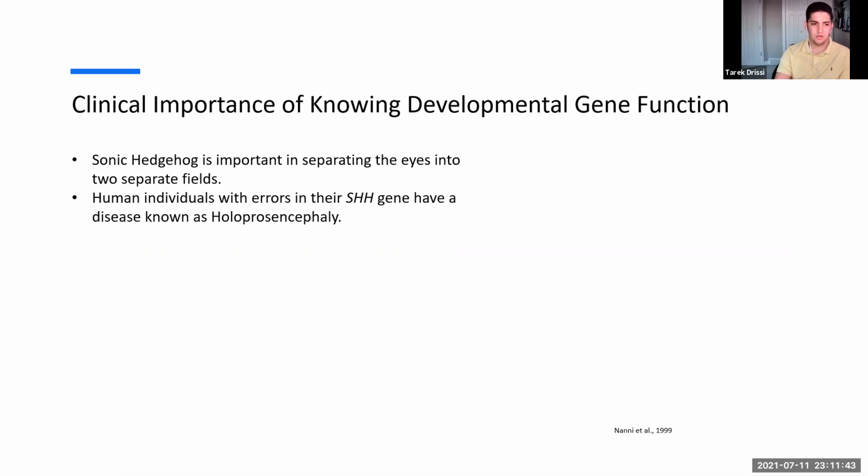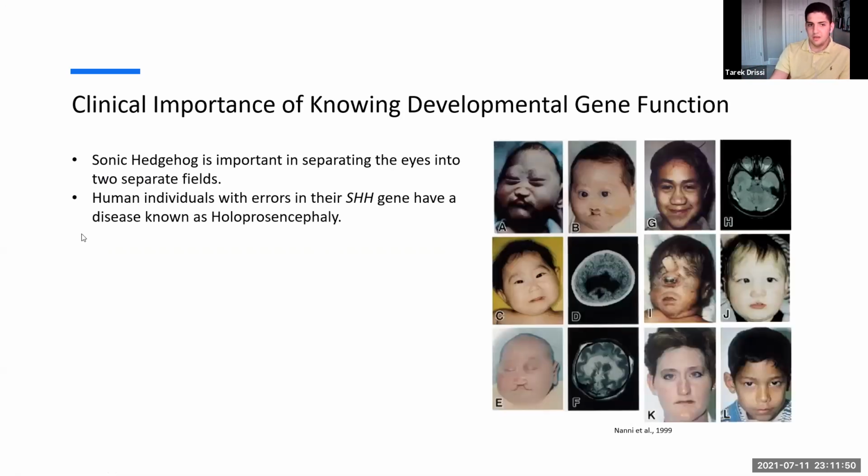Disclaimer, this image might be disturbing to some people because there are humans in this image with issues in Sonic Hedgehog. So this gene functions in controlling eye field development. Errors in controlling that will cause eyes to be too close together or too far apart in some cases. Some cases are much more severe than others. This boy here looks normal, whereas this is probably the most severe cyclopia you'll ever see.